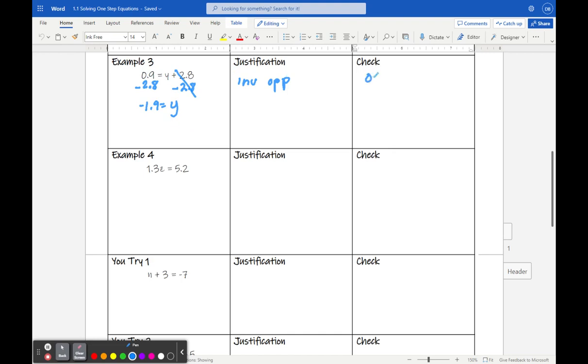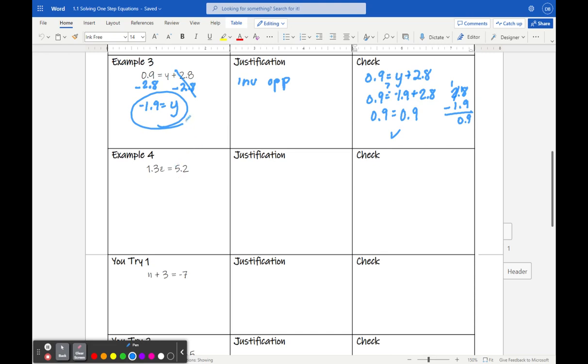Let's just go ahead and check. 0.9 equals y plus 2.8. 0.9 equals negative 1.9 plus 2.8. I could also rewrite this as 2.8 minus 1.9. So I would end up with 0.9 is equal to 0.9. That does check out. So my solution is y is equal to negative 1.9.